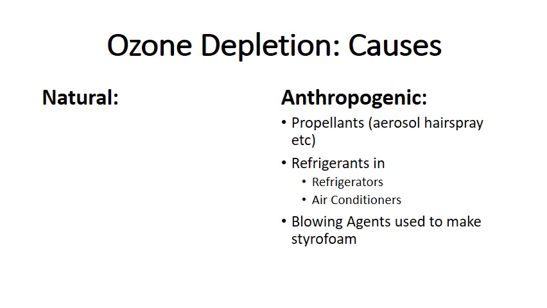Brings us to ozone depletion. Causes: natural, none. Anthropogenic: propellants, aerosol, hairsprays, etc., refrigerants and refrigerators and air conditioners, and blowing agents used to make styrofoam. Most of these have been banned, okay? Your refrigerants do not now emit ozone depleting chemicals. They emit something else, and some of them then are greenhouse gases, and some of them are just more mild ozone depleting chemicals, for lack of better terms.